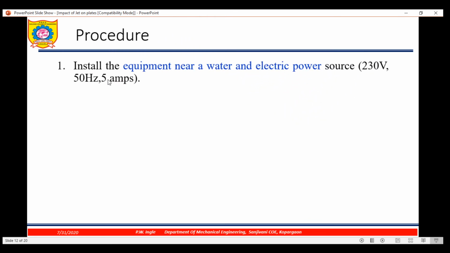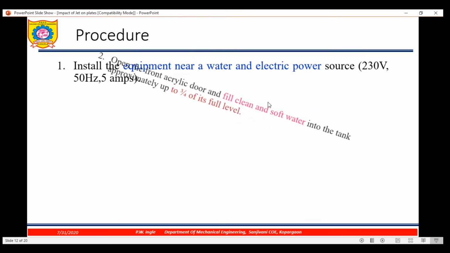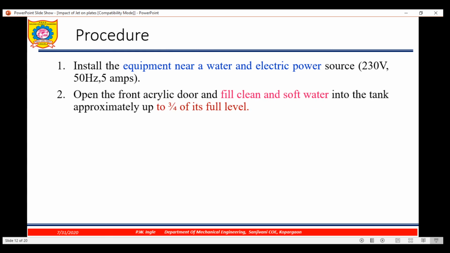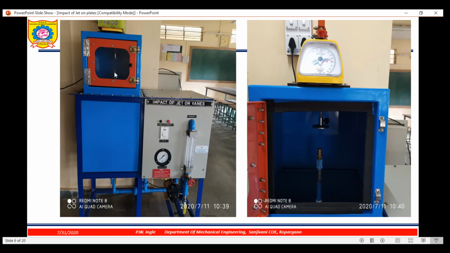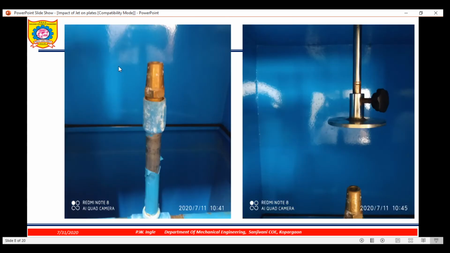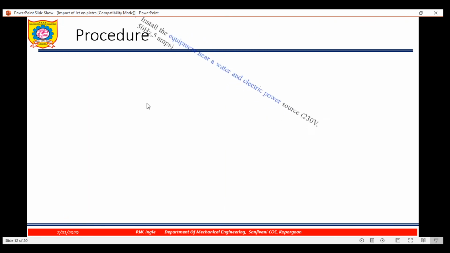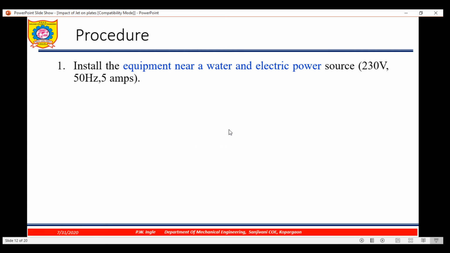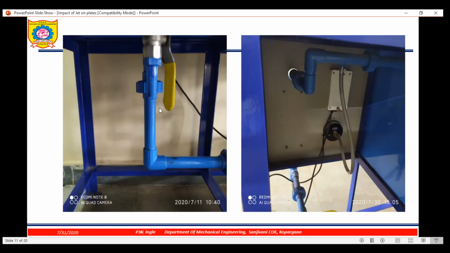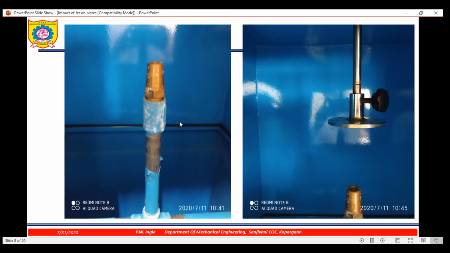Now the procedure. Install the equipment near a water and electric power source. Then open the front acrylic door. Where is the front acrylic door? This is the front acrylic door. Understood? Then fill clean and soft water into the tank approximately up to 3/4 of its full level. Keep the bypass valve and rotameter valve open. So where is the bypass valve? This is the bypass valve, and also the rotameter valve.